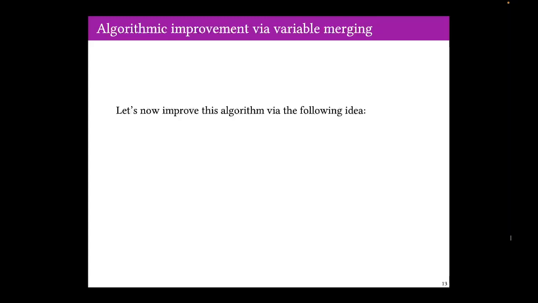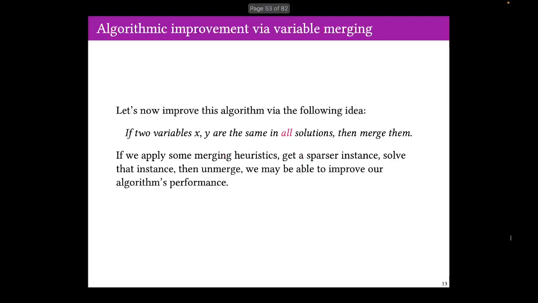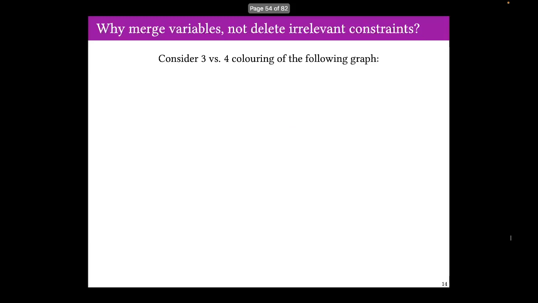Let's use the following rather simple idea. If two variables, x and y, are forced to be equal in every single solution, just merge them. Suppose that we apply some merging heuristics of this type, get some sparser instance, solve that instance, and then unmerge the variables. Maybe we get lucky and need fewer colors at the end. This might be able to improve our algorithm's performance, but one question you might have is, why merge variables rather than just delete irrelevant constraints? That's also a perfectly valid thing to do, no?